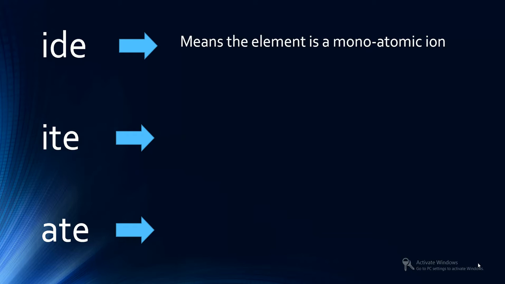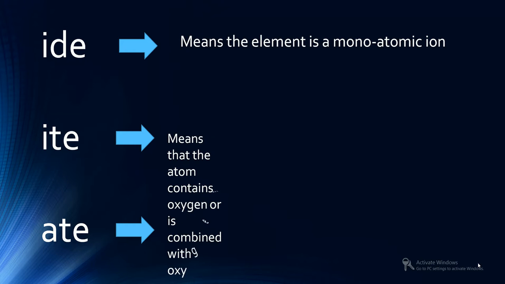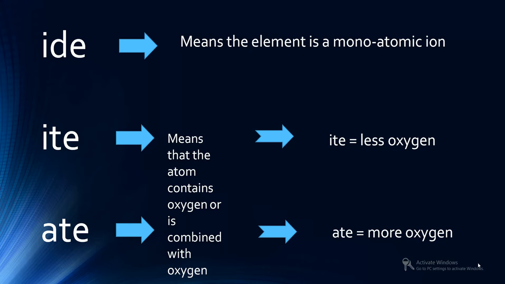Ite and ate are generally a bit similar. So what do ite and ate mean? It means that the atom contains oxygen or is combined with oxygen only. Then what is the difference between ate and ite? The difference is that ite contains less oxygen and ate contains more oxygen as compared with ite. Generally, ate contains one more atom of oxygen as compared with ite.